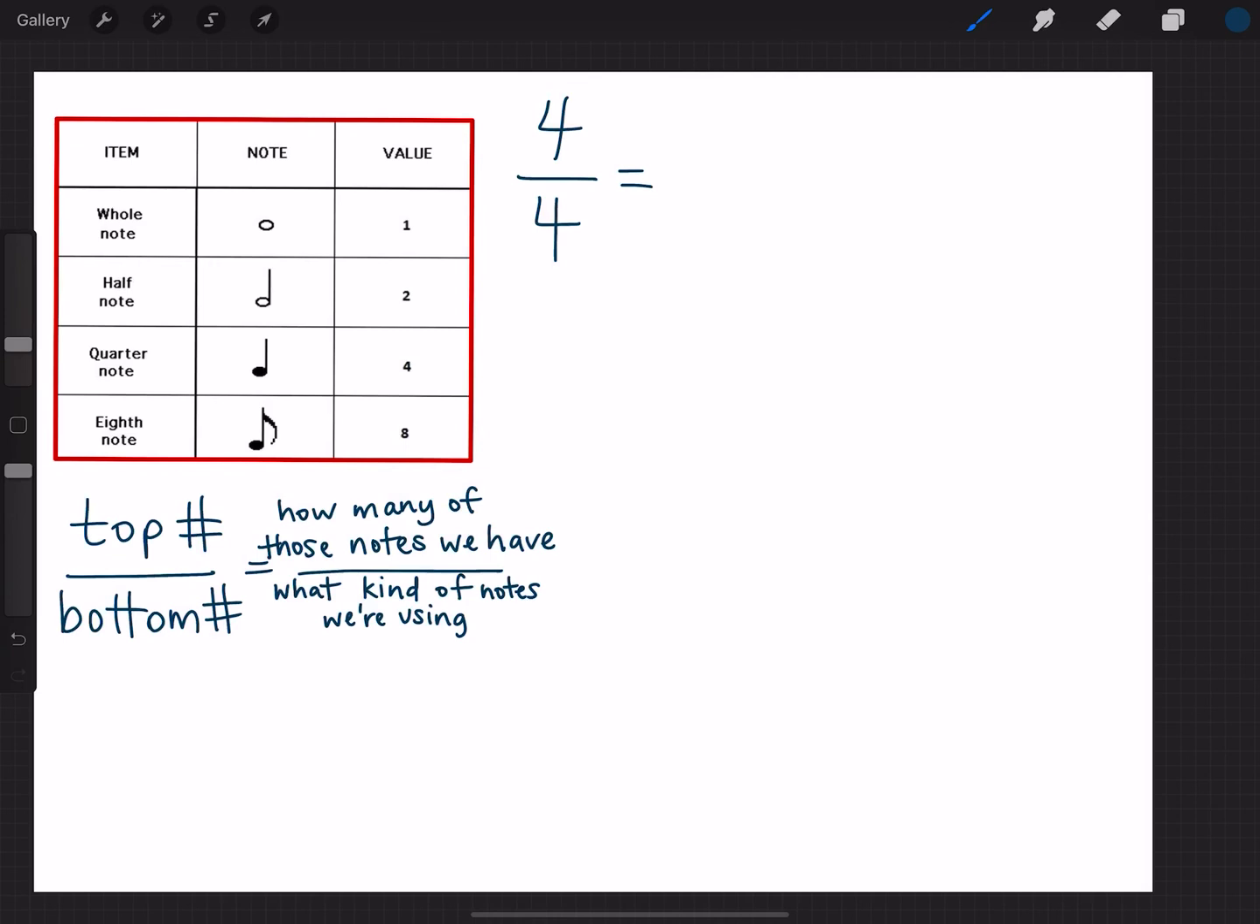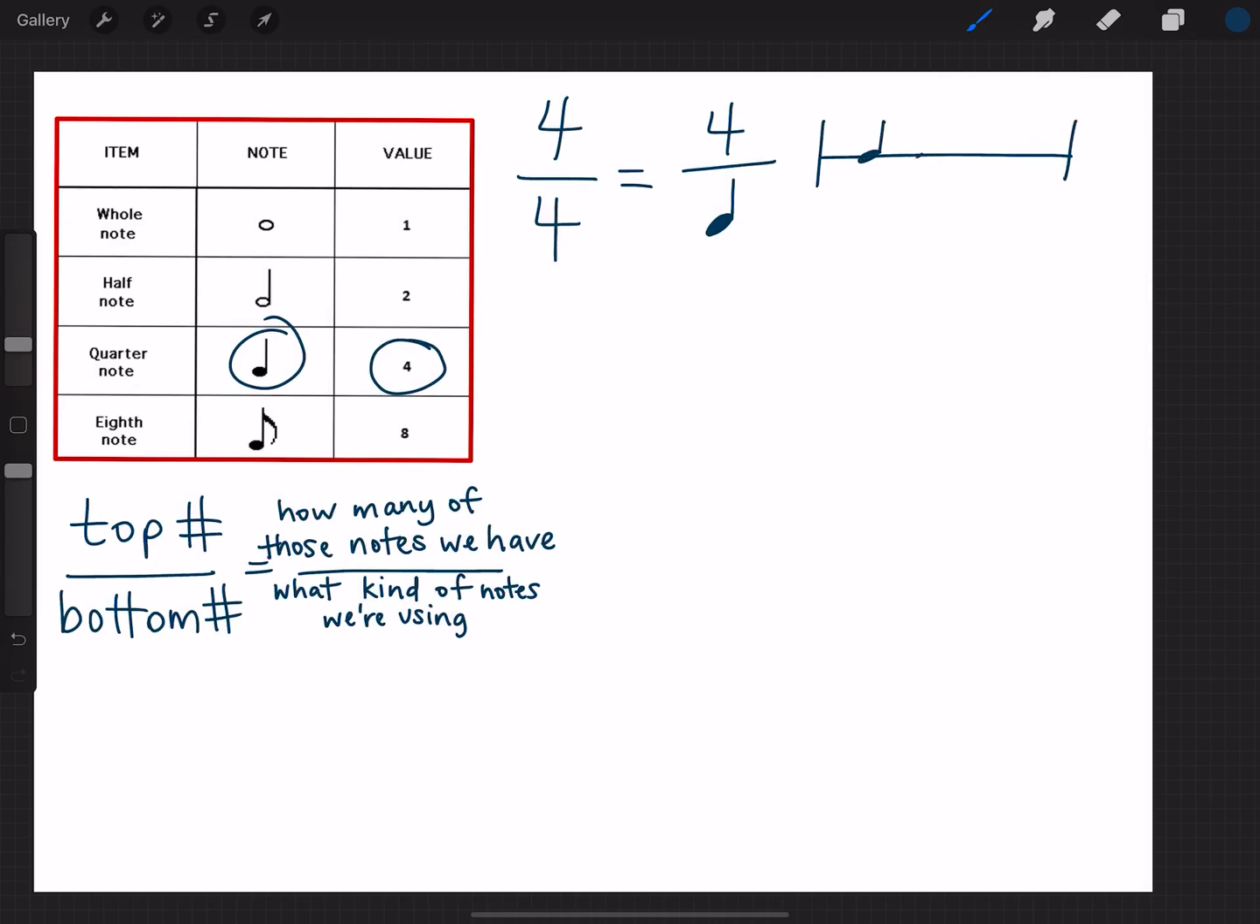So we go to our chart and we see that a 4 on the bottom tells us that we're looking at quarter notes. So I'm going to come over here and do quarter note on the bottom, okay? And then you can see on the left, the top number tells us how many of those notes we have, so I'm just going to copy that over there. That means we can have 4 quarter notes per measure. So let's draw a little example measure here. We can have 4 quarter notes per measure.